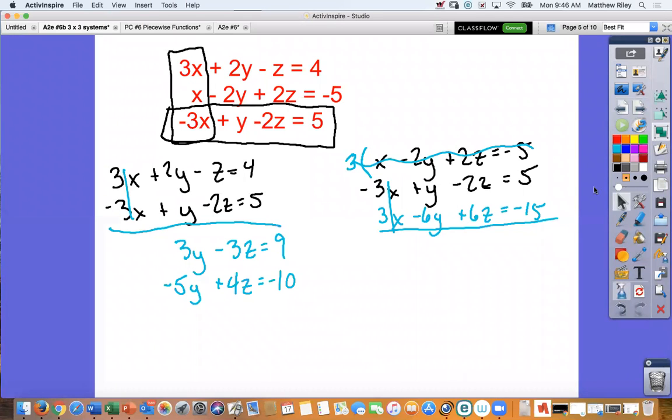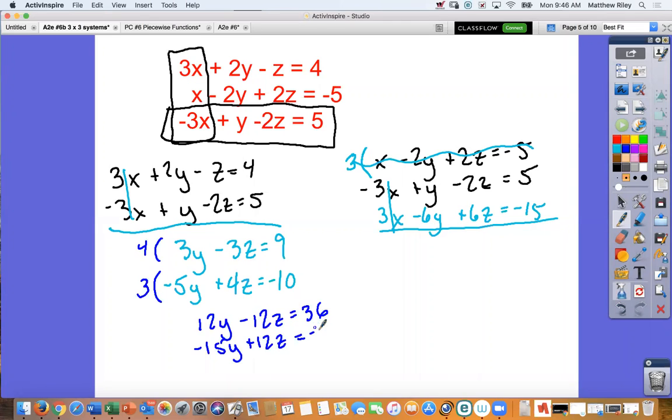Now, which one do we want to eliminate here? The x's, the y's or the z's? There's no wrong choice. Somebody pick. Z's. So I heard z's. So I already have one's positive, one's negative. I have a 4 on bottom, so I need a 4 on top. I have a 3 on top. I need a 3 on the bottom. The z's will cancel.